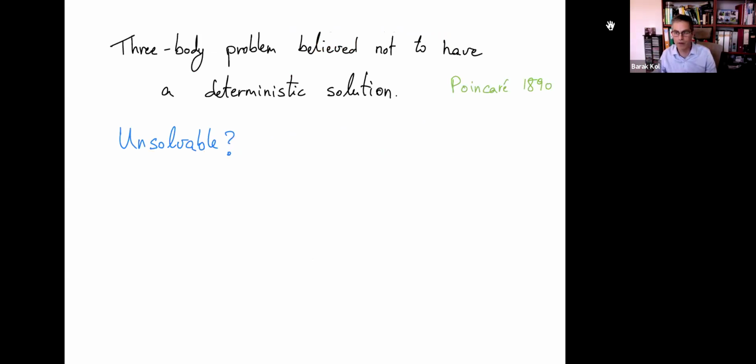So the three-body problem is believed not to have a deterministic solution. This is known since Poincaré in 1890. I don't know if everybody here knows it, but I will assume it as known. Poincaré showed that there are no further conserved quantities other than the ones that we mentioned: the linear momentum, the angular momentum, and the energy.